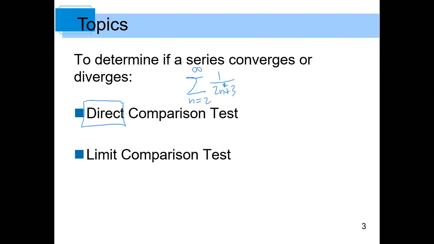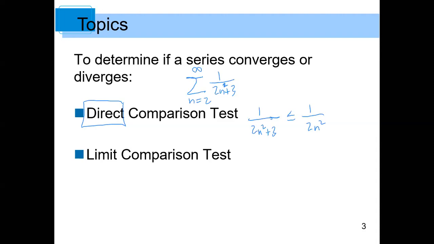Just think about this for a minute. What do you think this is basically behaving like? Basically 1 over n squared. The 2 might not be changing things all that much, and the plus 3 probably isn't changing things all that much. Notice that 1 over 2n squared plus 3 is less than or equal to 1 over 2n squared. Adding 3 in the denominator is going to make things smaller. Does that make sense?